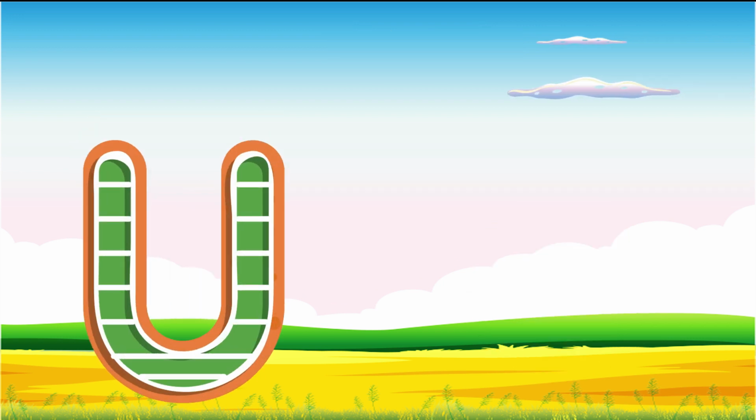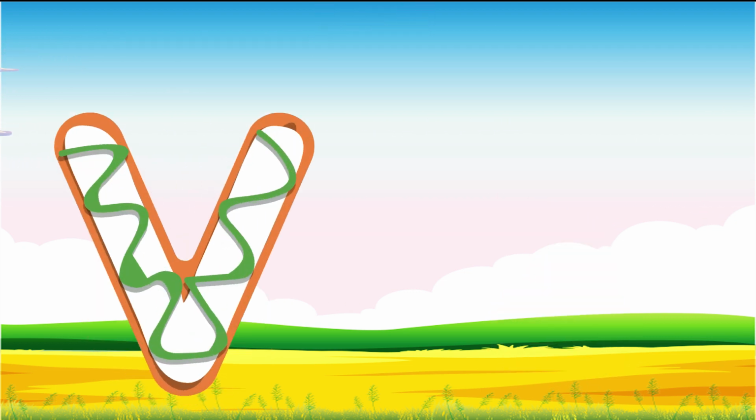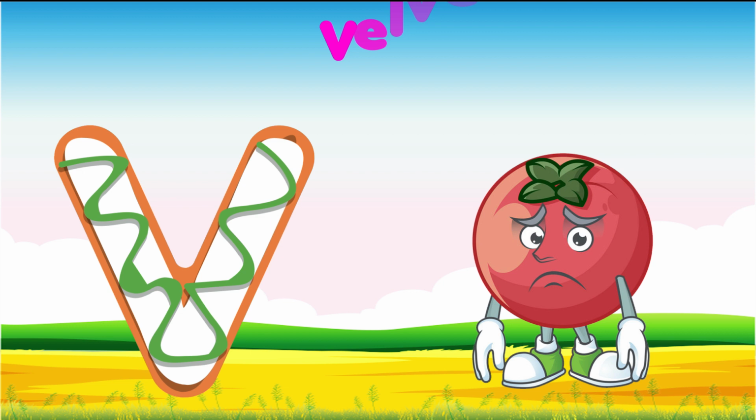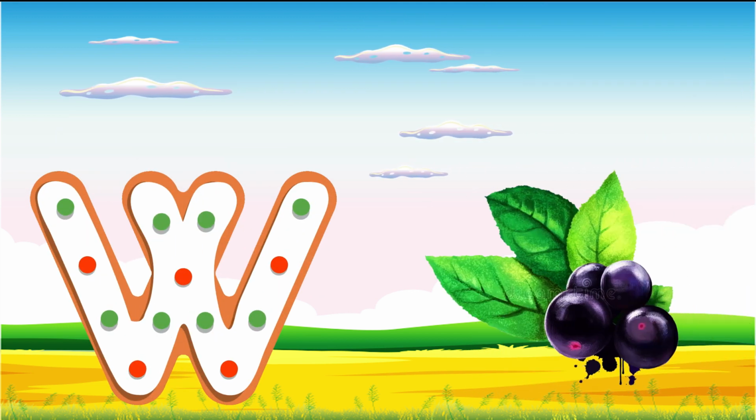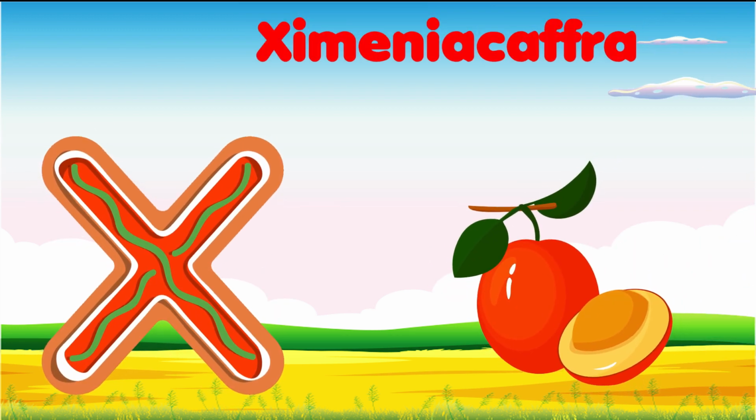U is for Ugli fruit. V is for Velvet Apple. W is for Wineberries. X is Xanthoceras Caffra.